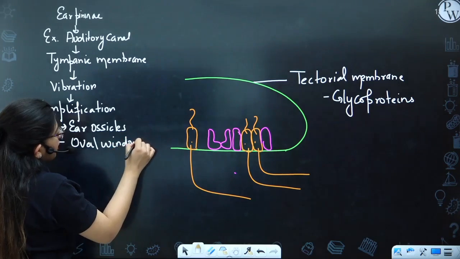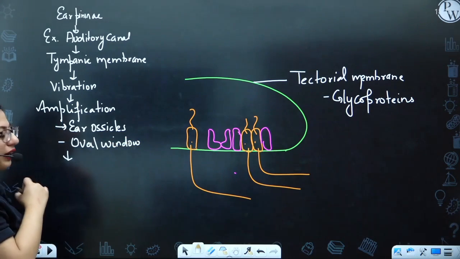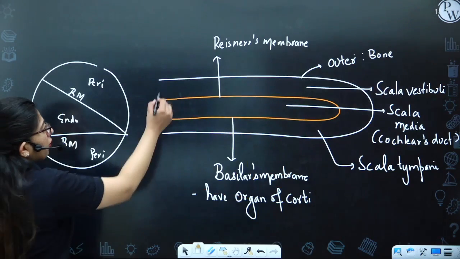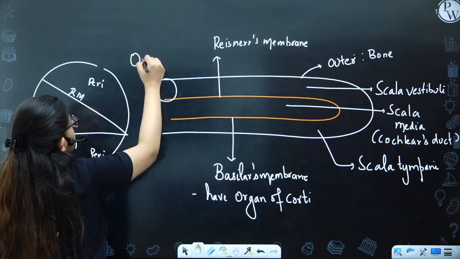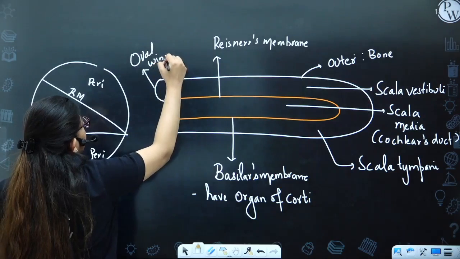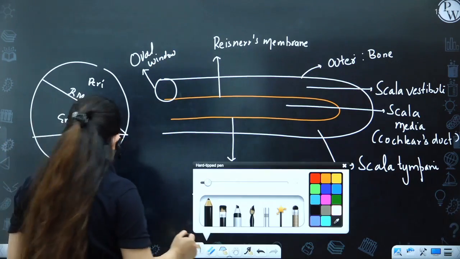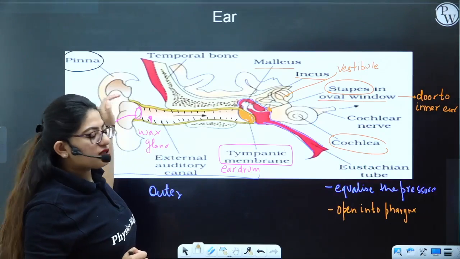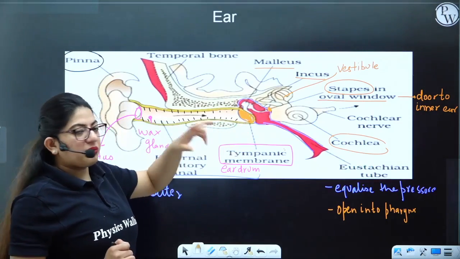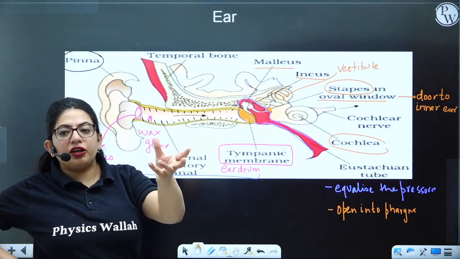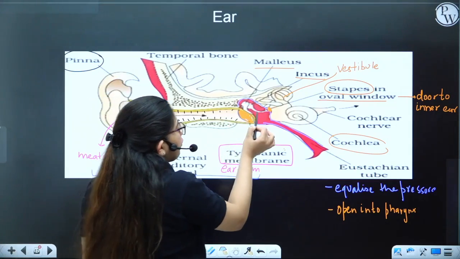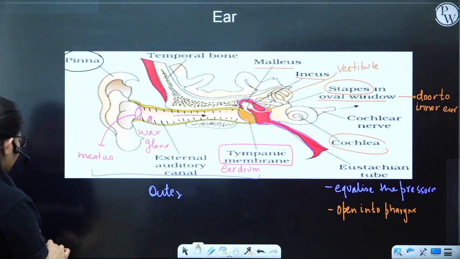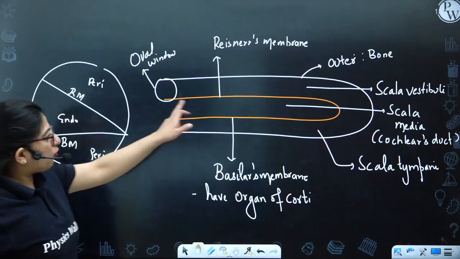After the amplification has taken place, these vibrations will enter, for example, if we have drawn this diagram, imagine the oval window is present just right here. So from the oval window, the vibration will enter here. Okay, let's do this diagram first. So the sound waves have entered here in the tympanic membrane. They will hit and be converted into vibration. Now here it will be amplified and this is the oval window, and the oval window opens into your scala vestibuli.